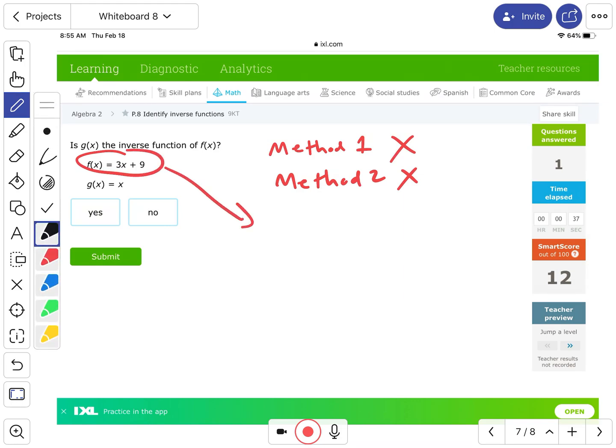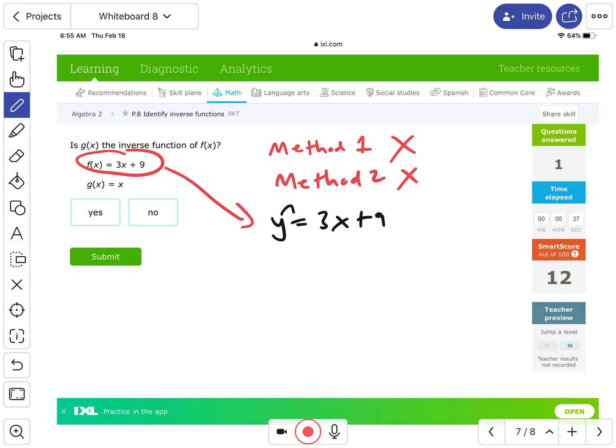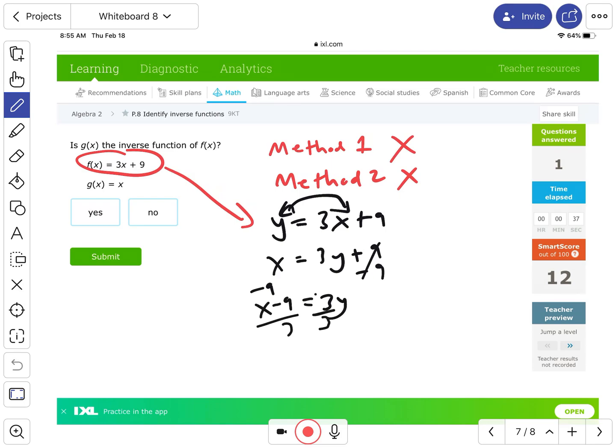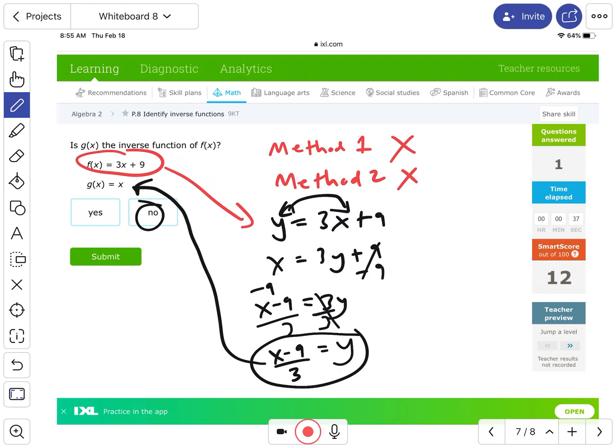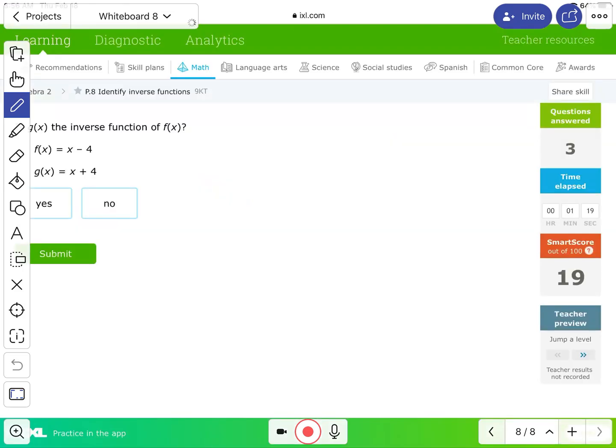And then the last one, this might be a waste of time, but I just want to show you each of the methods here. First step, switch the x and y's. Last step is solve. Opposite of PEMDAS, so get rid of the addition and subtraction first, then divide by the coefficient. So this would be the inverse function: x minus 9 over 3, and that's not it. So this is definitely not.